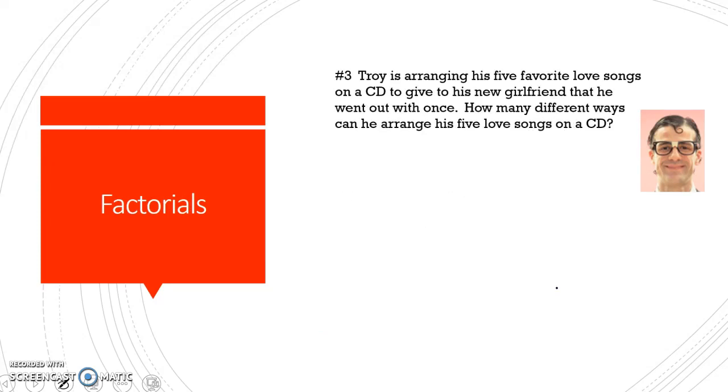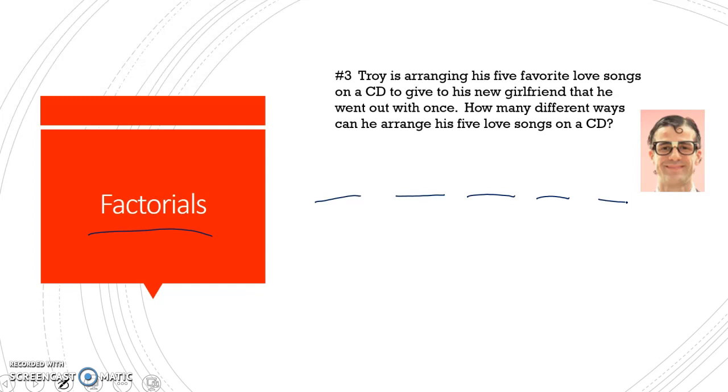All right, so now we're going to move on to factorials. It's kind of the same thing. It's just a different added thing on here. It says Troy is arranging his 5 favorite love songs on a CD to give to his new girlfriend that he went out with once. How many different ways can he arrange his 5 love songs on a CD? So he has 5 different songs he wants to put on the CD, and he wants to arrange them in a certain way.